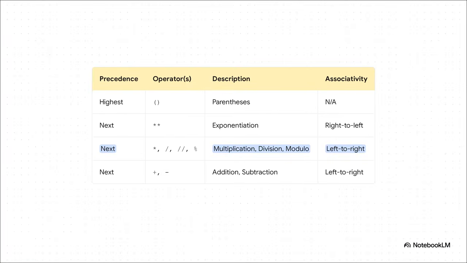Okay, now this is the interesting part. Take a look at that third row. See what's going on there. Multiplication, division, floor division, modulo. They're all grouped together. They are on the exact same level of importance. Python doesn't see one as being more powerful than the other. So, if they're tied, how in the world does it decide what to do first?